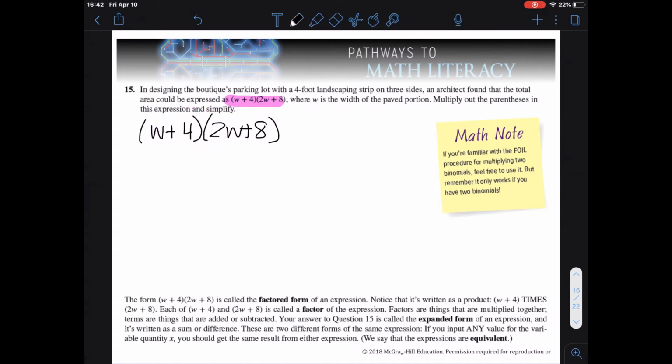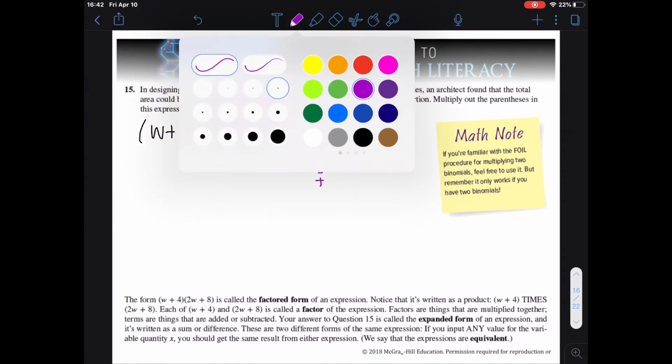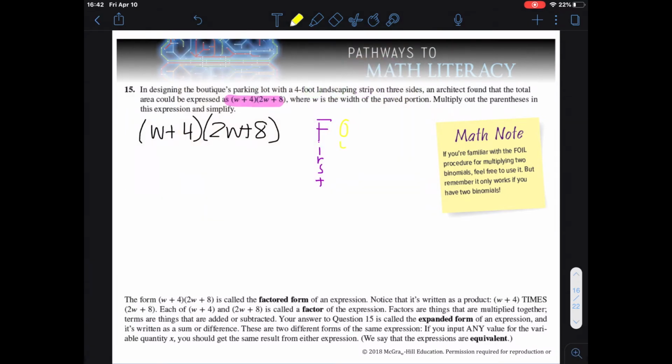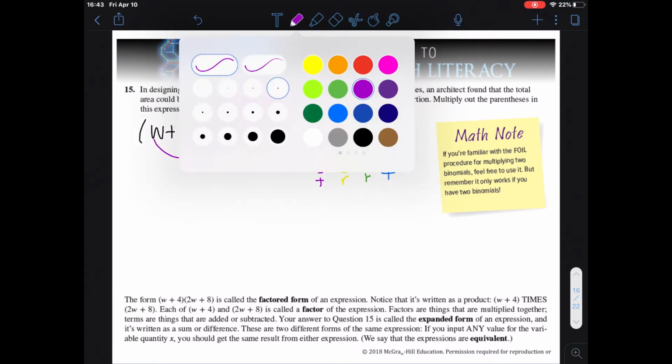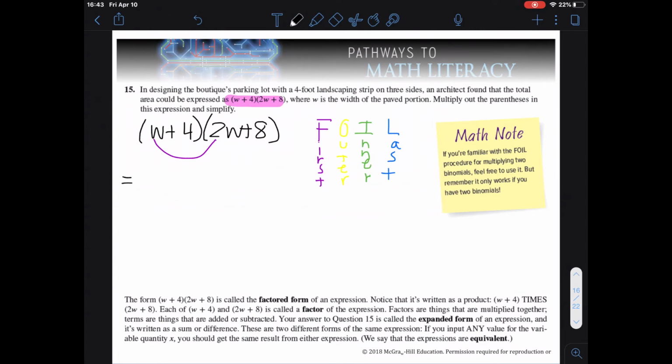A way you can multiply these expressions is using a process called foiling. F stands for the first terms get multiplied. O is next in FOIL, that's our outer terms. Then it's I, which is our inner terms. And then L, which stands for the last. So I'm going to multiply the first terms together, and this is going to equal W times W, which is W squared.